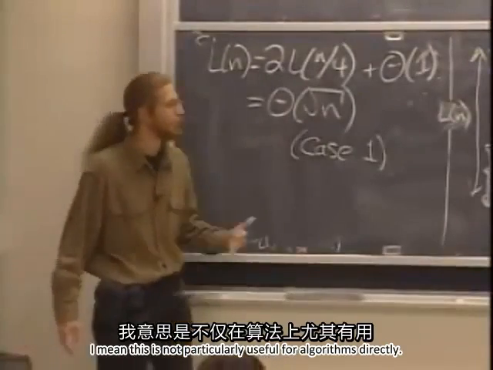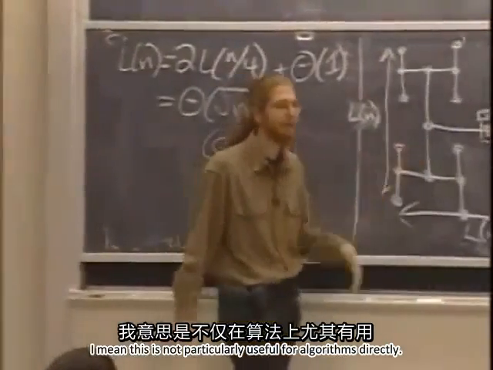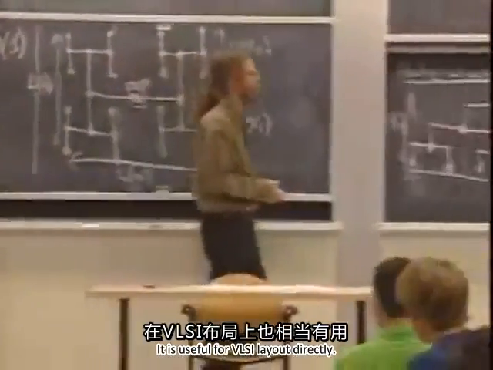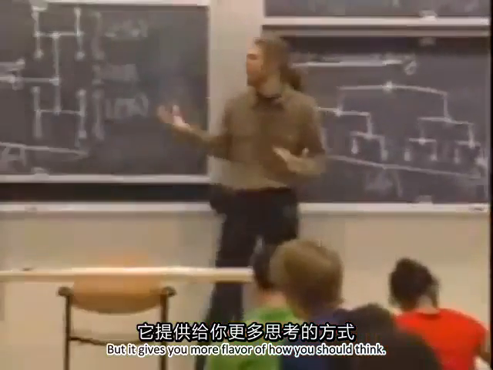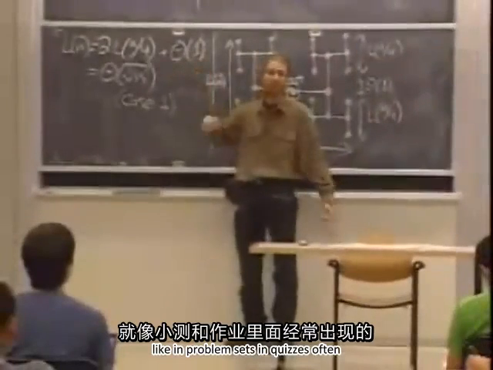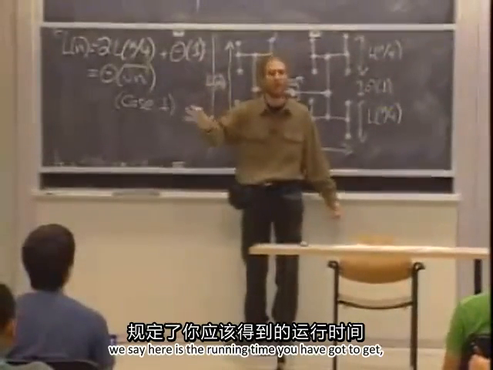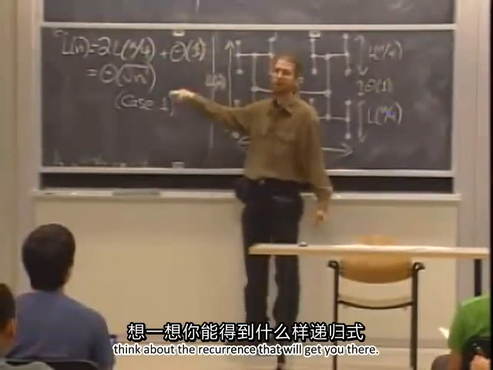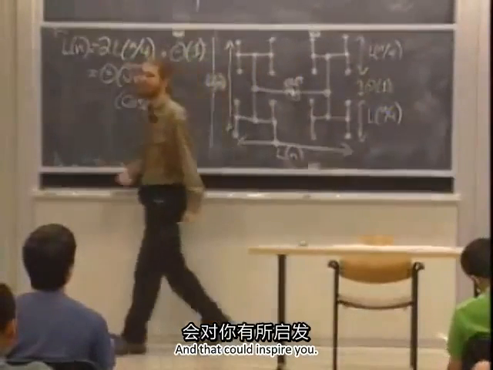I mean, this is not particularly useful for algorithms directly. It's useful for VLSI layout directly, but it gives you more flavor of how you should think about it, if you know what running time you're aiming for. Like in problem sets and quizzes, often we say, here's the running time you've got to get. Think about the recurrence that will get you there, and that could inspire you.